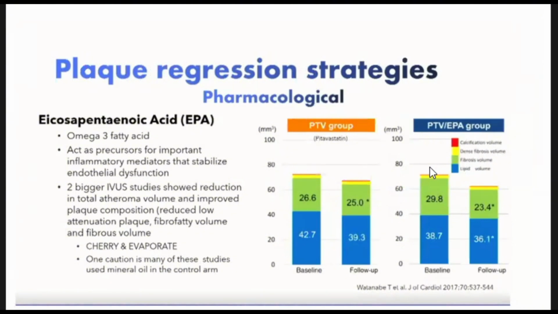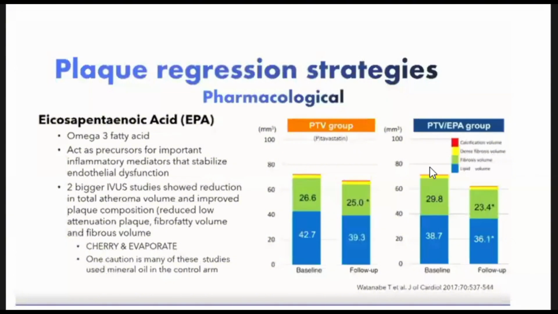EPA is the purified form of fish oil, eicosapentaenoic acid, and DHA is docosahexaenoic acid. But the commercial fish oil preparations have both. Their physiologies are different because DHA is concentrated in the brain and EPA is concentrated in the blood arterial endothelium, and it prevents inflammation.